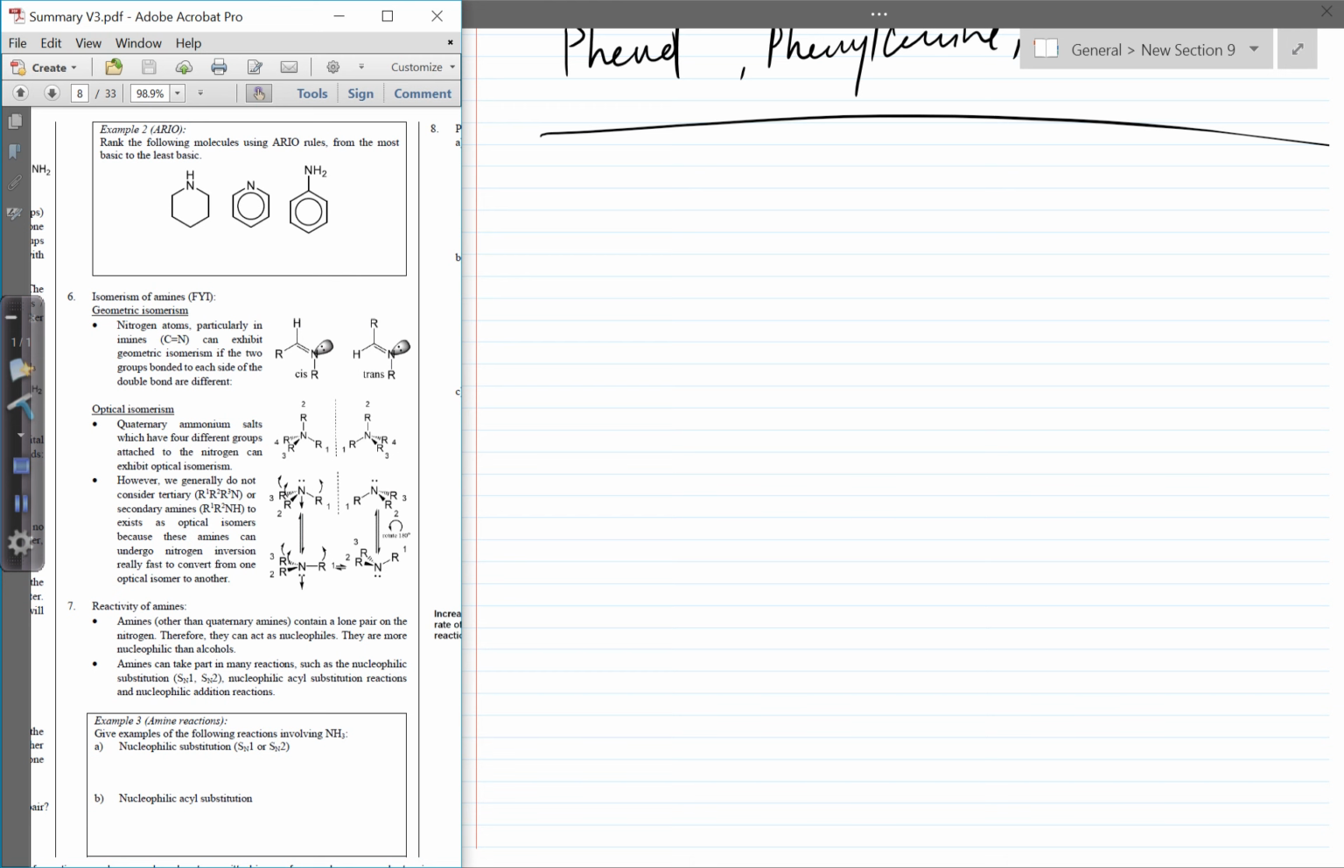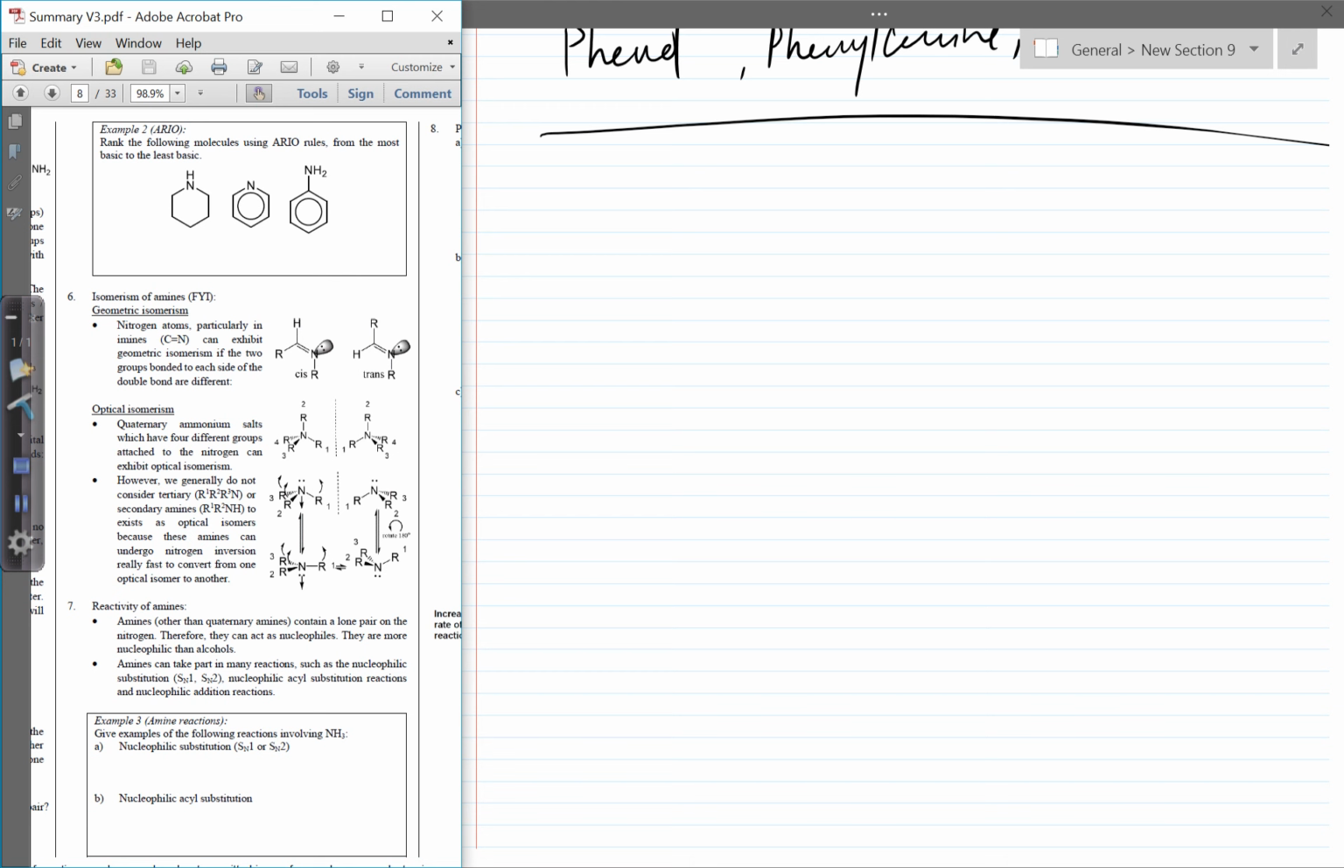So which one is the most basic? First one? Do you agree it's the first one? If you apply the ARIO rule, A doesn't really help us that much. So we look at R, right? Resonance.